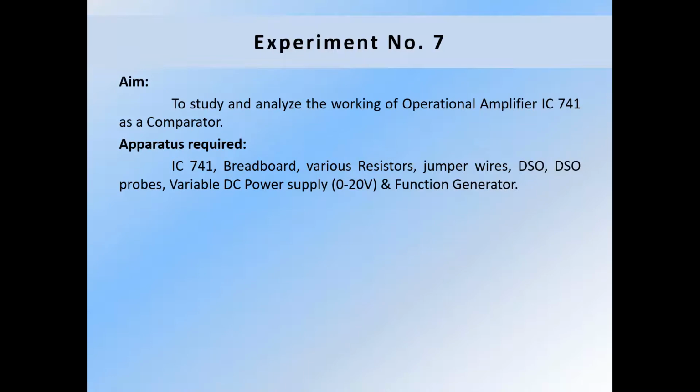Aim of this experiment is to study and analyze the working of operational amplifier IC741 as a comparator. Components required: IC741, breadboard, various resistors, jumper wires, DSO probes, variable DC power supply, and function generator.